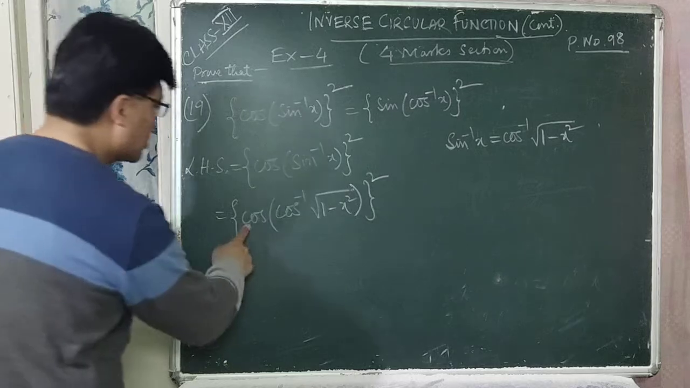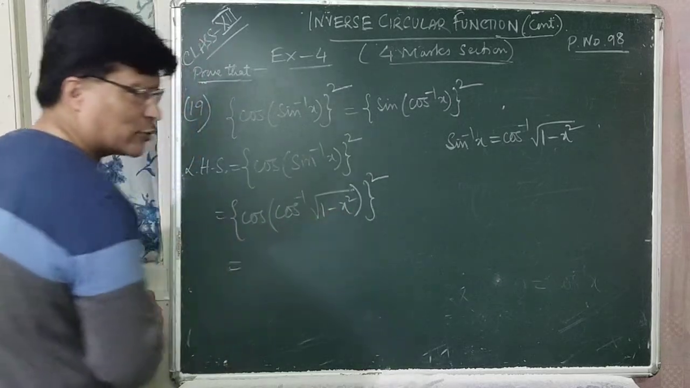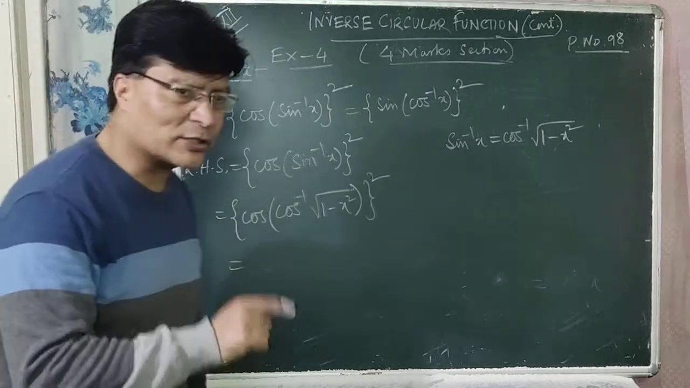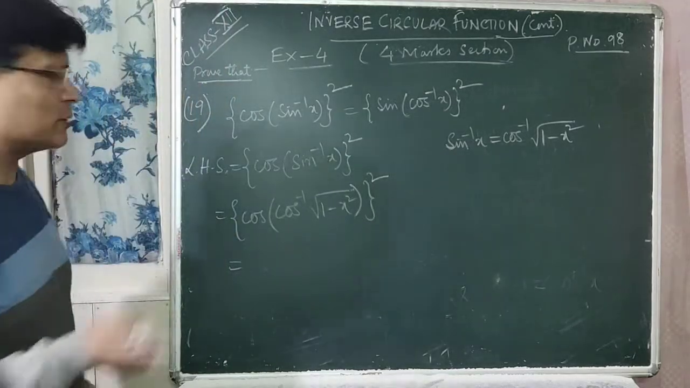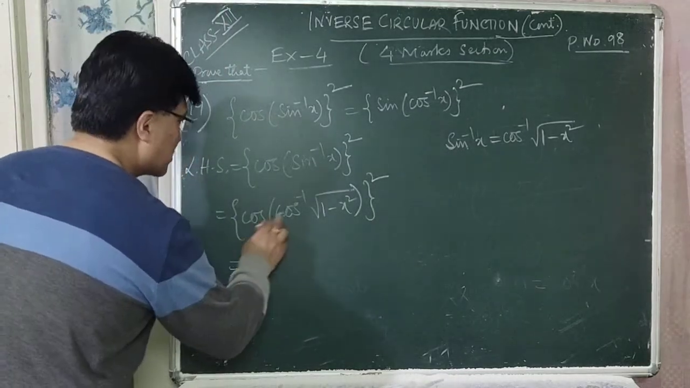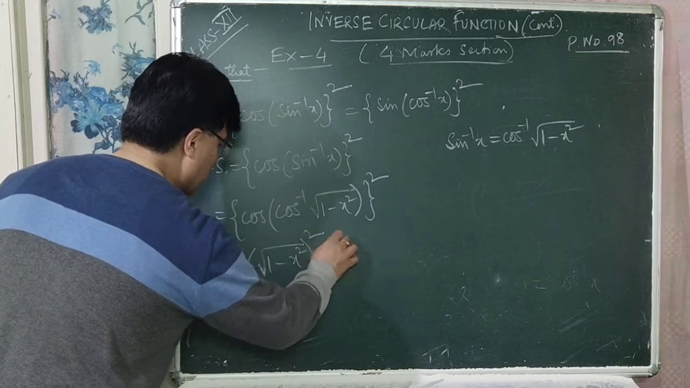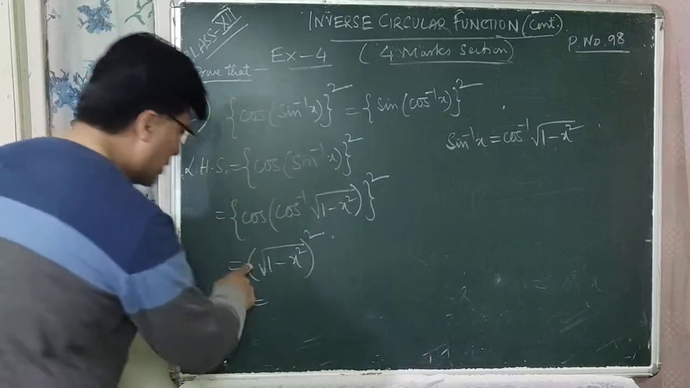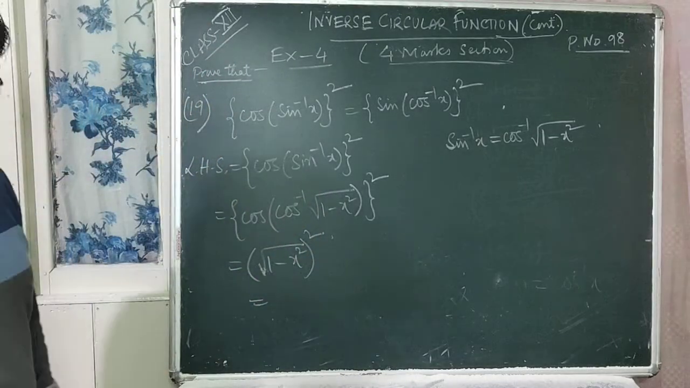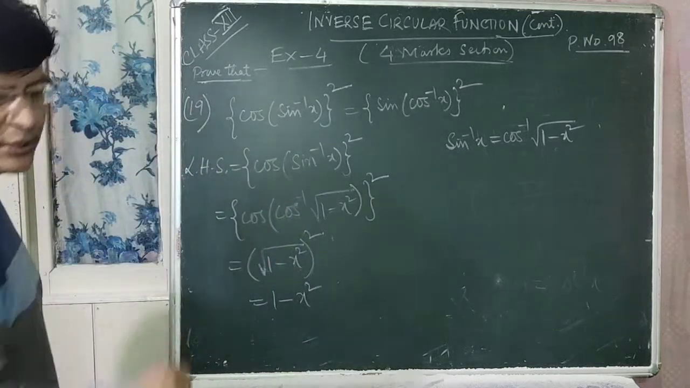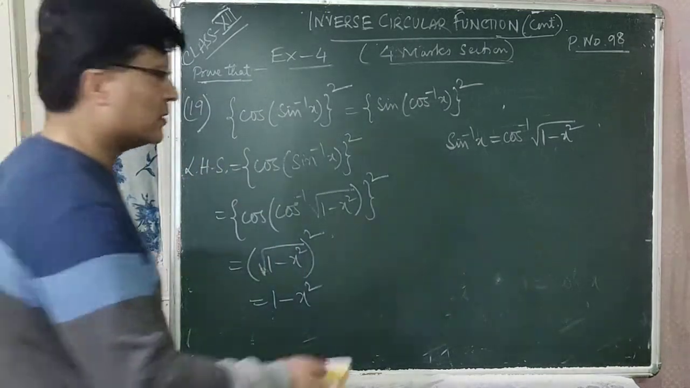Which is equal to, what is cos inverse root over 1 minus x square? This cos inverse will be cancelled. Like if there is cos inverse x, you can write only x, but in this case the cos inverse will be cancelled, and you will write root over 1 minus x square whole square, which is equal to, what is square root whole square? Square root will be removed, that is 1 minus x square. So this is your left hand side.